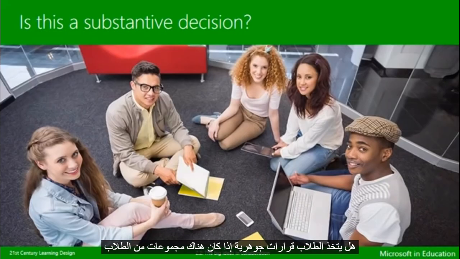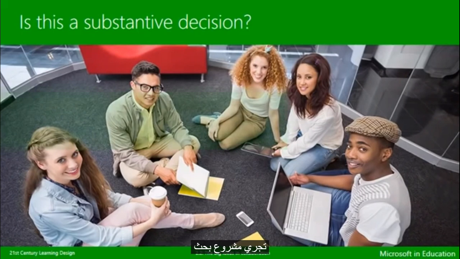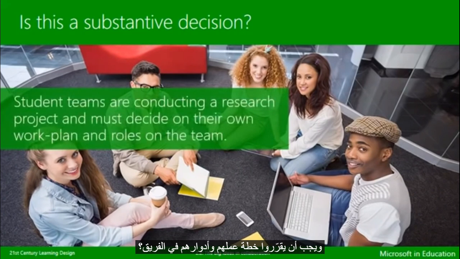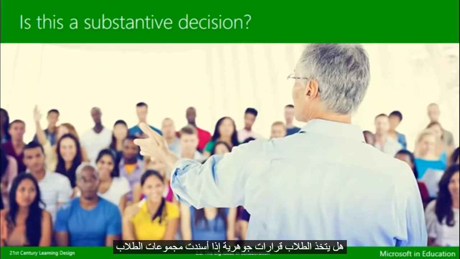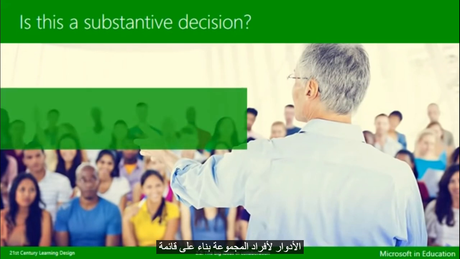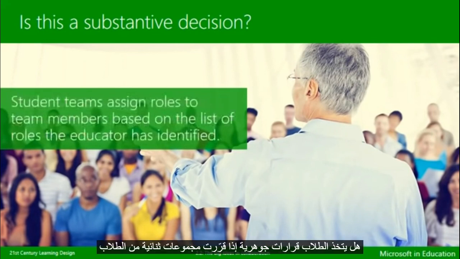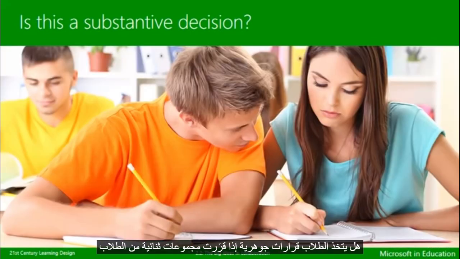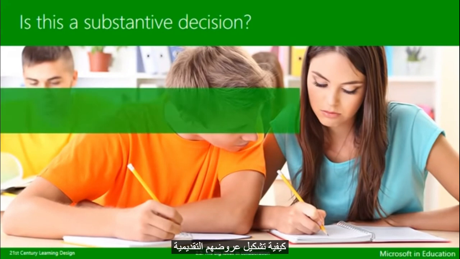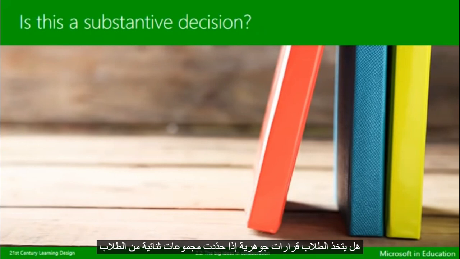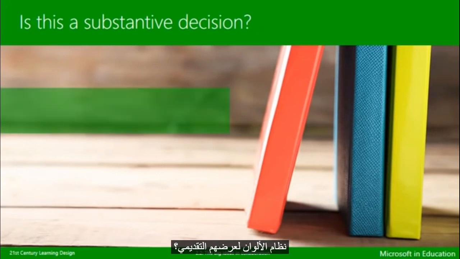Are students making substantive decisions if pairs of students are developing a presentation about climate change and must decide what causes to write about? Are students making substantive decisions if pairs of students choose which animal they will study? Are students making substantive decisions if student teams are conducting a research project and must decide on their own work plan and roles on the team? Are students making substantive decisions if student teams assign roles to team members based on the list of roles that the educator has identified? Are students making substantive decisions if pairs of students decide how to shape their presentations to a particular audience? Are students making substantive decisions if pairs of students select a colour scheme for their presentation?